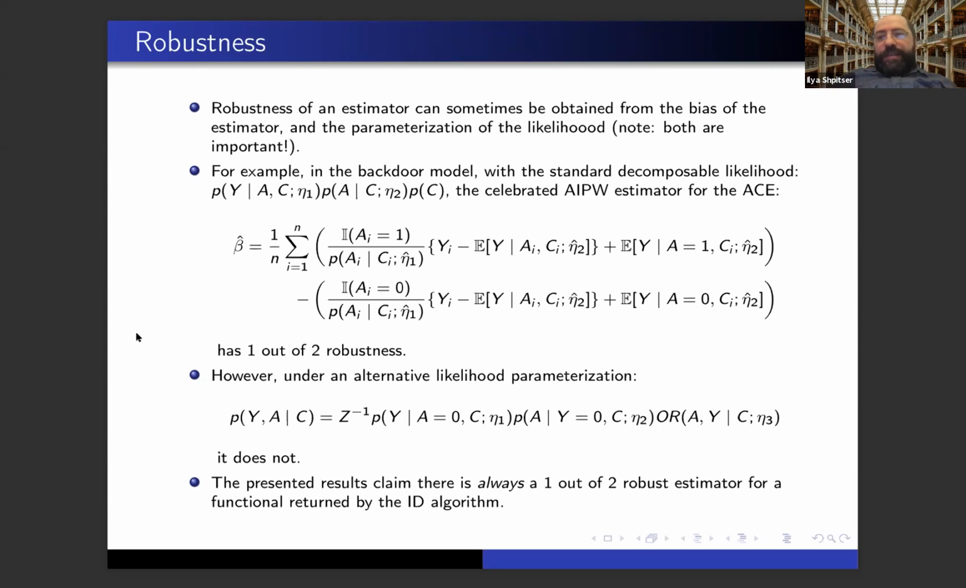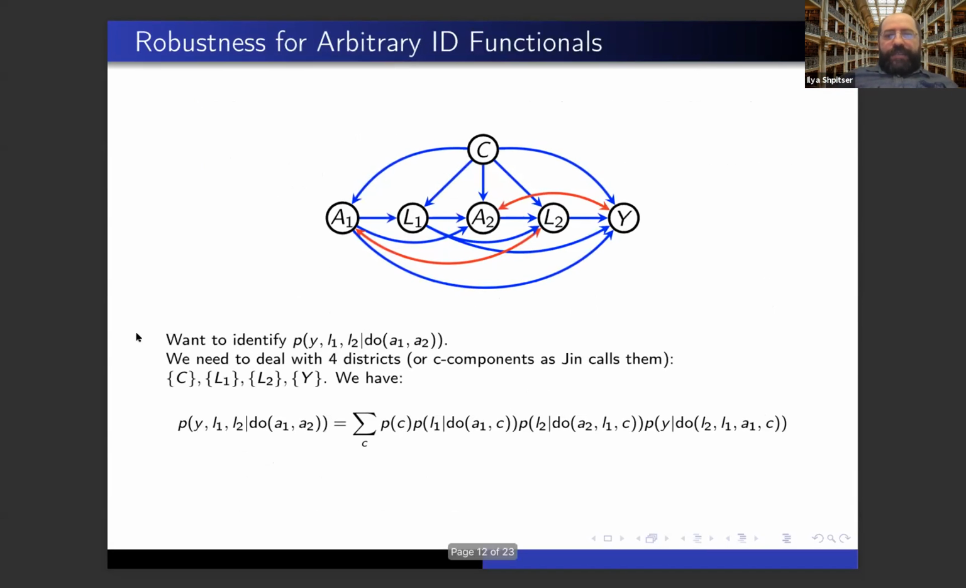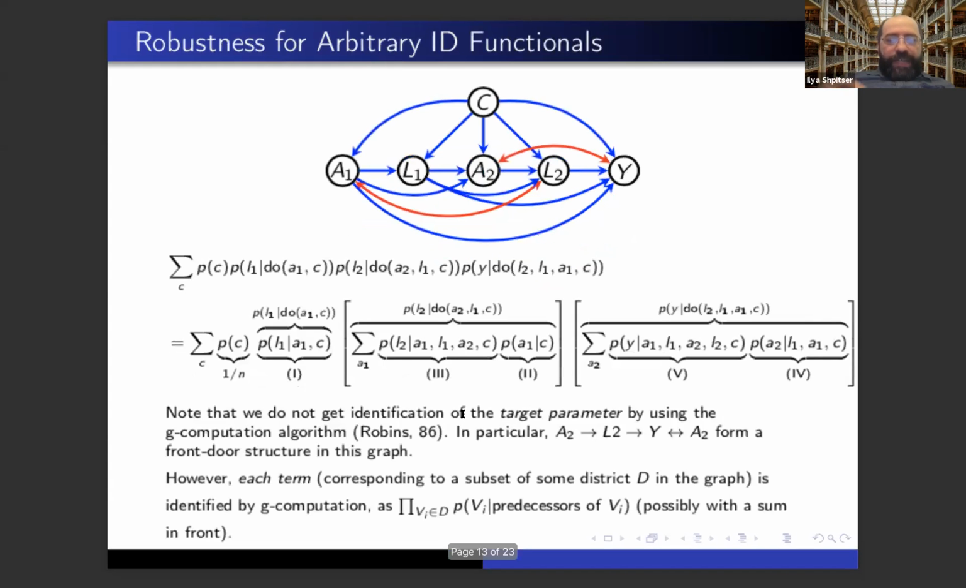And so the claim here is that you always get 1 out of 2 robustness, and I wanted to sort of ask about that. So here is a graph. This is a slight modification of a graph that Robin came up with. So here we want to identify, we have 3 outcomes and 2 treatments: L1, L2, and Y are the outcomes, A1 and A2 are the treatments. Here to identify this, we need to deal with 4 districts, or C-components as Jin calls them. We have to kind of factorize into districts and then try to get each term using the IDP algorithm. And if we do that, this is what we get, unless I made a mistake.